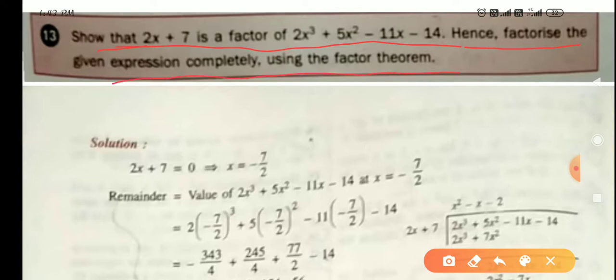There are two parts in this question. In the first part you have to show that the divisor 2x plus 7 is a factor, and in the second part you have to factorize this polynomial. This is a cubic polynomial. Why is it cubic? Because its degree is 3, meaning the highest power of the variable is 3. If the highest power of the variable in a polynomial is 3, it is called a cubic polynomial, and it will have 3 factors. If the highest power is 2, then there will be 2 factors. So one by one, you see both the parts.